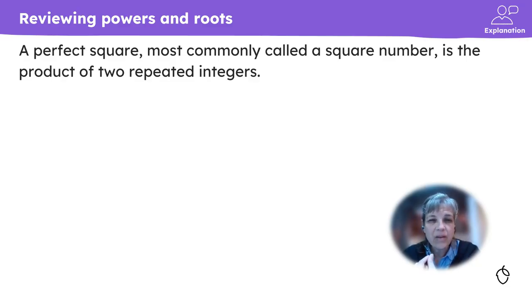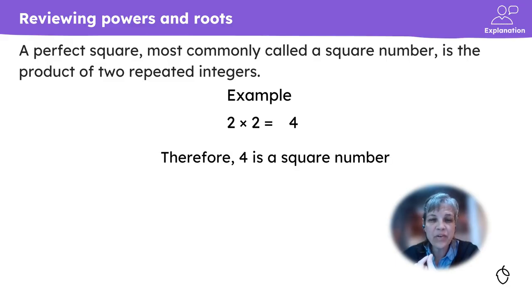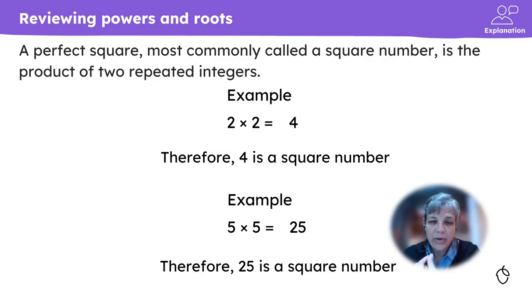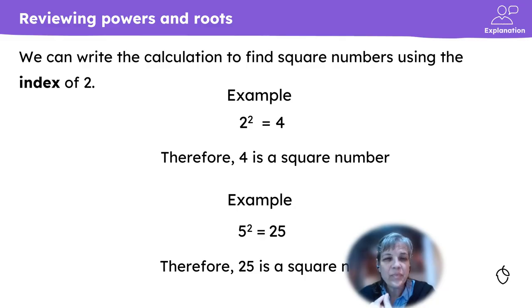A perfect square, most commonly called a square number, is the product of two repeated integers, like we just said. If you have something like 2 times 2, that makes a perfect square. So 4 is a square number, 25 is a square number. What are all the square numbers we're going to think about? So first of all, we can write a calculation to find square numbers by rewriting it as something squared, something to the power 2. So 2 to the power 2, 5 to the power 2. Those are how we write squares.